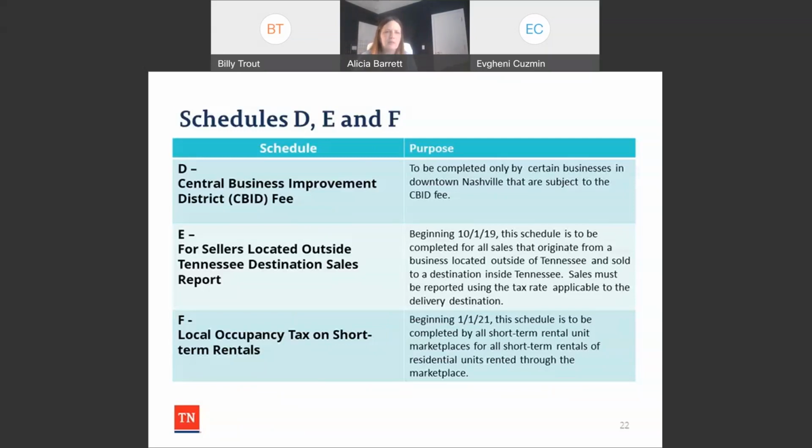Schedule E is for sellers that are located outside of Tennessee. So when you click into your location, if you see that there is an out-of-state location address, it will ask you if you want to report using destination delivery. That's going to be your Schedule E. Schedule F is for local occupancy tax on short-term rentals, and this will populate for those short-term rental marketplaces.